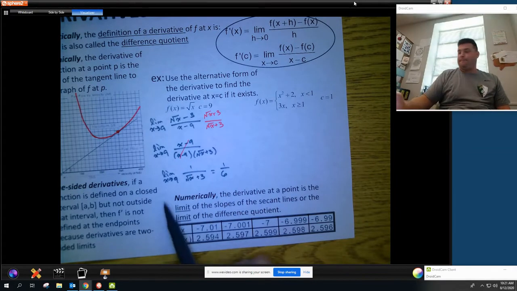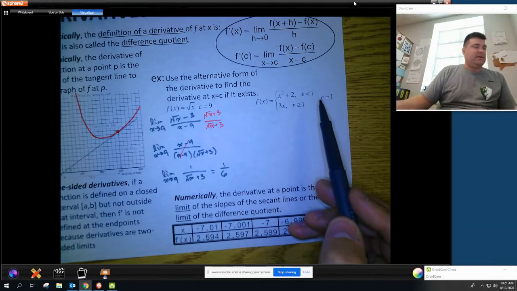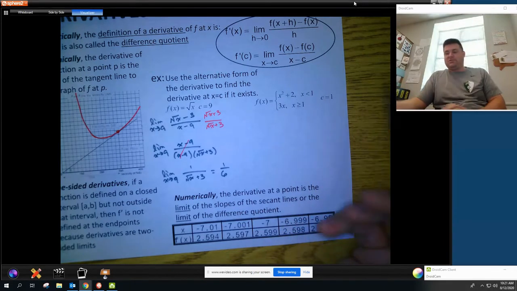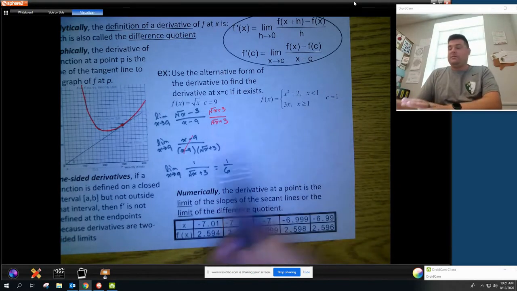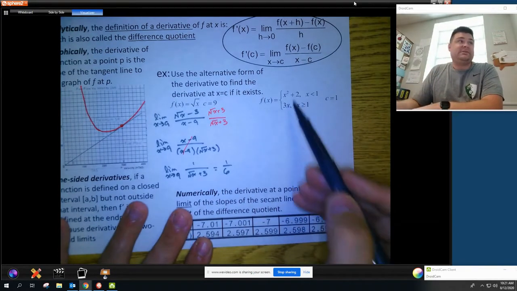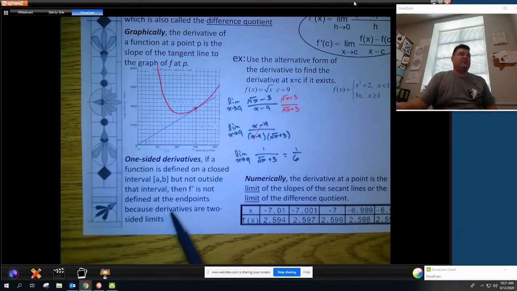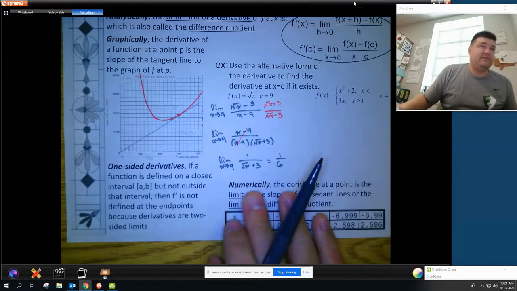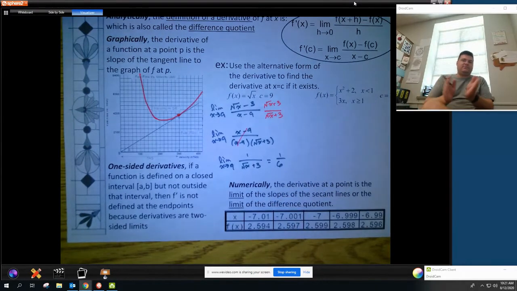Not a big deal. Now, what we have going on for this one is we have a piecewise function, which means that I'm going to need to find the derivative on each side. And that's going to be where we come down here, these one-sided derivatives. In order for the derivative to exist at a point, the derivative has to be the same just to the left of it and just to the right of it.